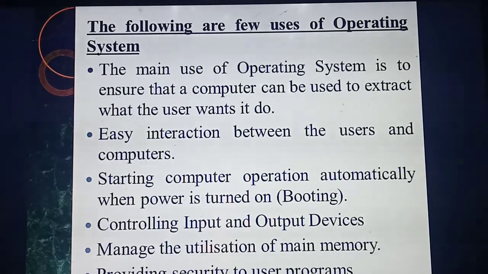Understood? Next, the operating system is the interactive layer between whom and whom? User as well as computer. So what's the second use? The operating system is mainly used to interact between user and the computer.